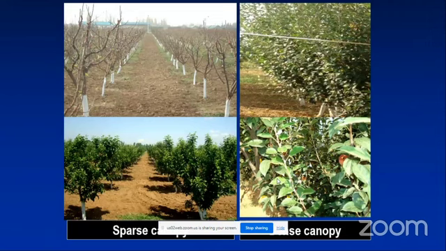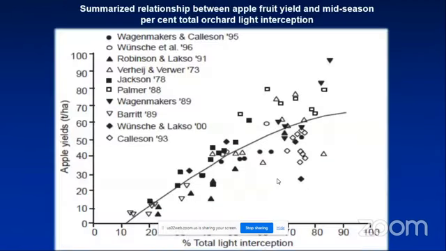Two types of canopy. You can see from the orchard, from the trees themselves, when they are at the required spacing, light interception is there, light distribution is there. When they are very dense and crowded, and they have a very close canopy, light interception is less, and the management is very difficult.